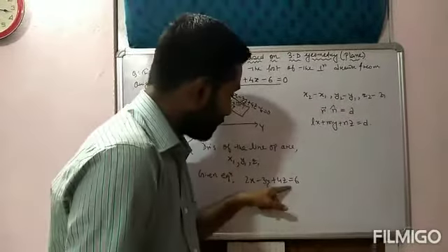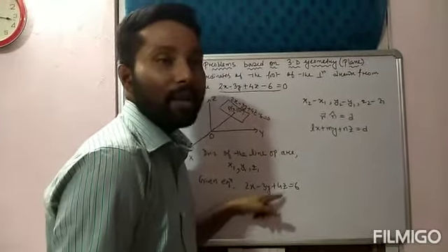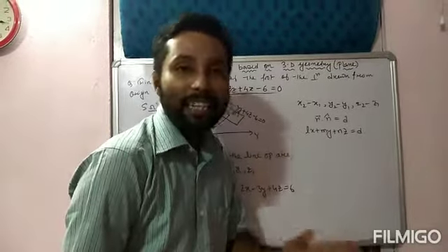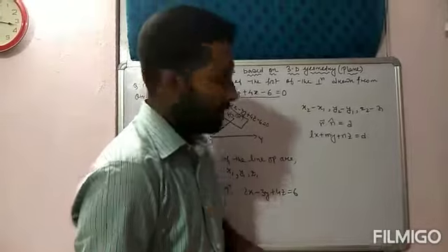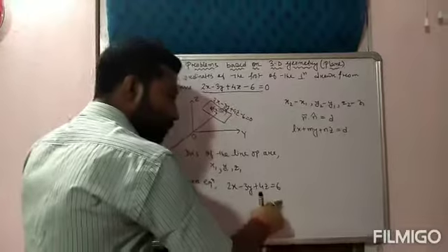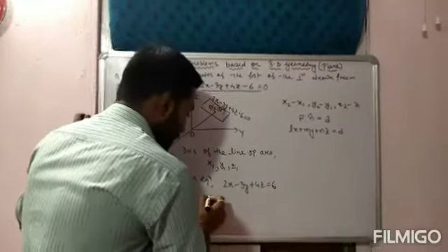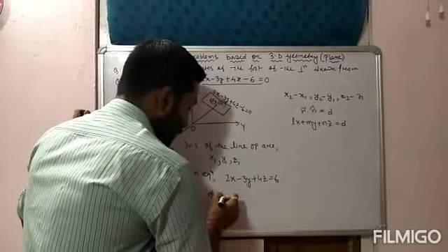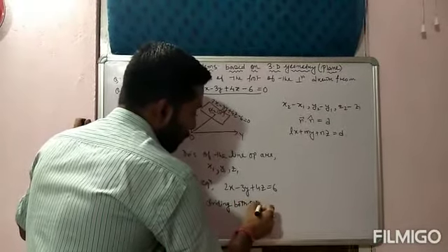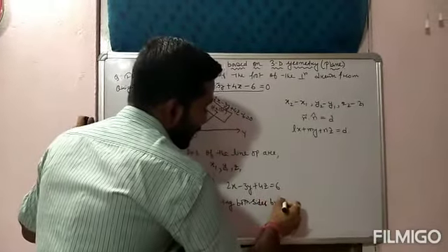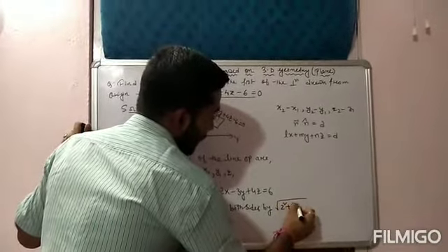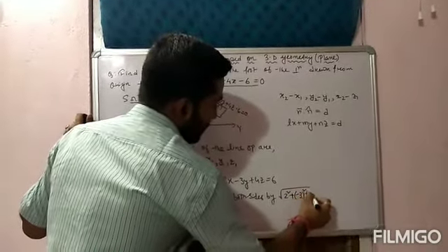Whenever the equation of the plane will be given like this, that is Ax plus By plus Cz is equal to D, then to find the direction cosines of the plane, you have to divide both sides by under root 2 square plus minus 3 whole square plus 4 square.